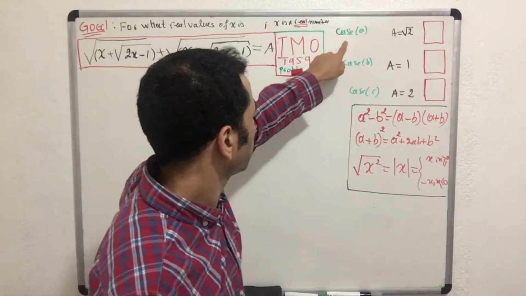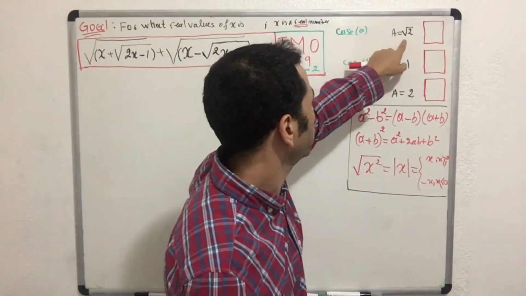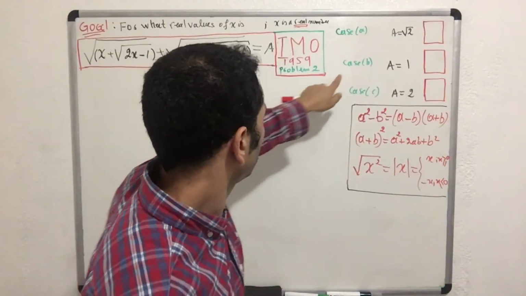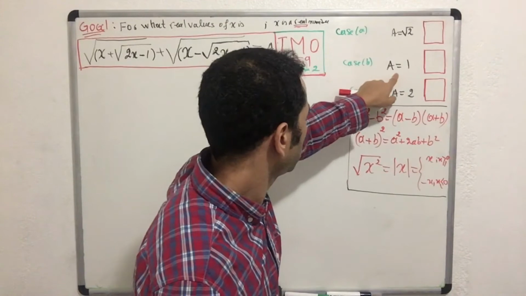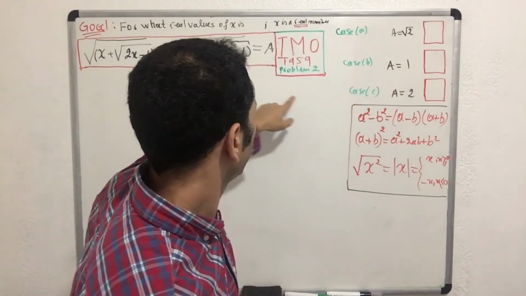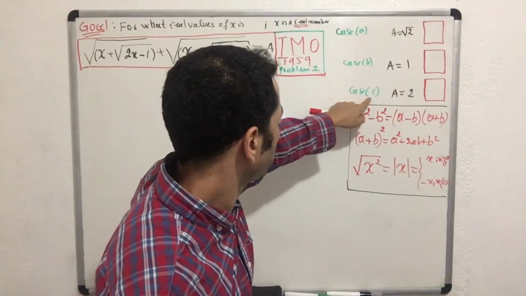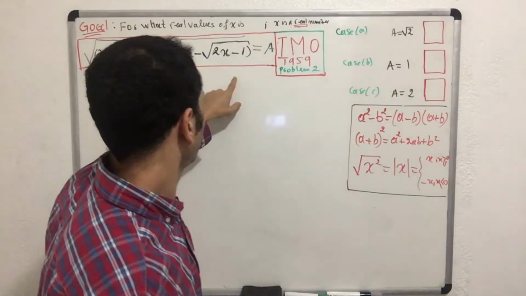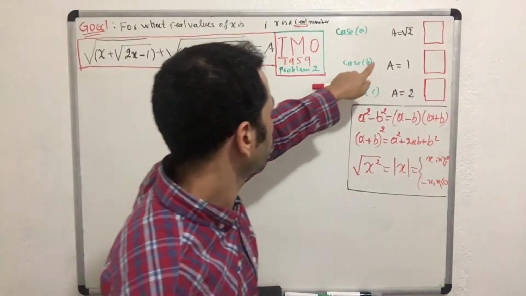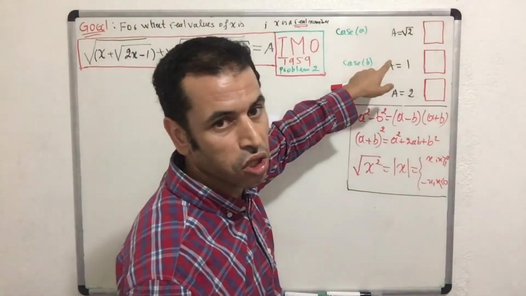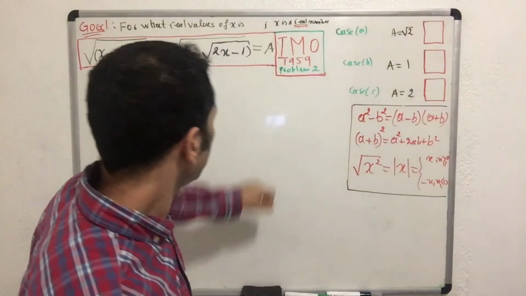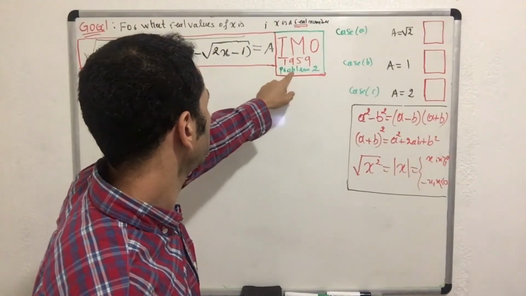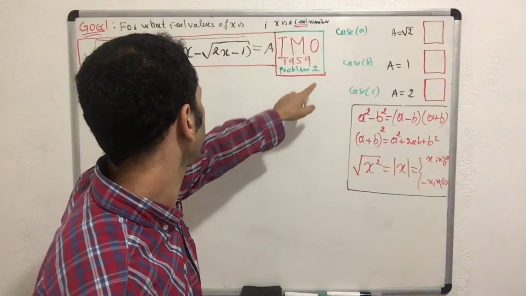When you have the case A, the capital A equals square root of 2. The second case, when you have the capital A equal 1. The third case, when you have capital A equal 2. So what's the solution of this equation when you have these three conditions? Okay, this is International Math Olympiad 1959, problem number 2.